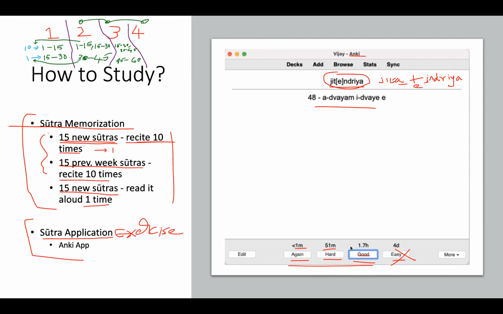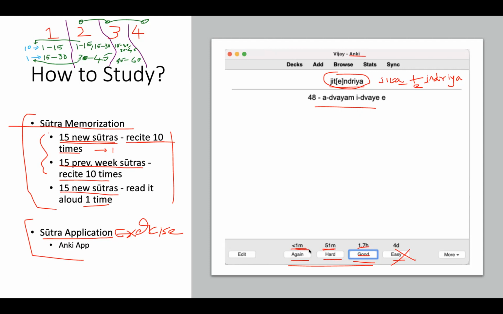So the more you press good on particular cards, the time will increase. It will go to even months. It won't show you the card because you're so familiar with that card. But some difficult cards, it will show you every now and then. It will tell you when the card is next going to be shown. But failure always immediately shows up.